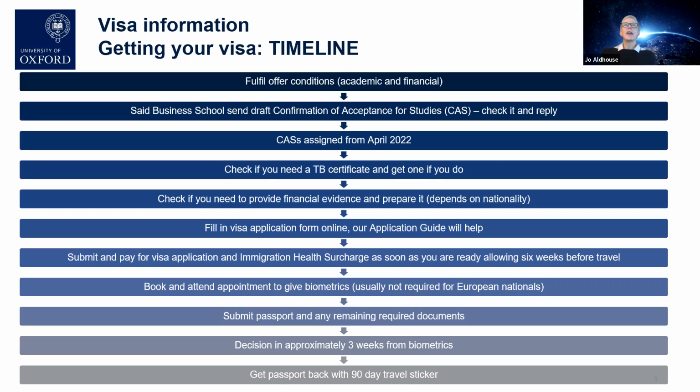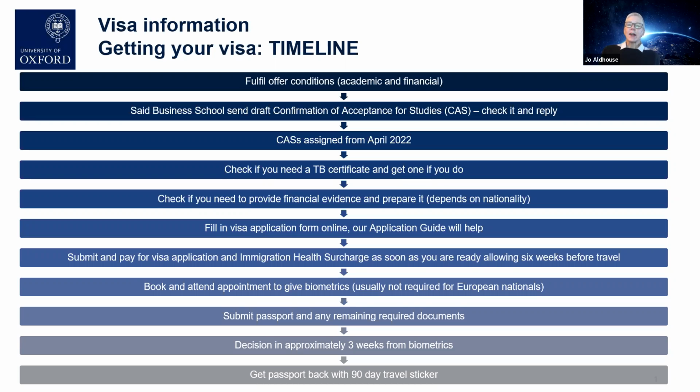So the first stage is that you need to fulfill your offer conditions for the business school for your MBA, and that's both academic and your financial conditions, because you can't apply for a visa in advance of having that unconditional offer. So that really is stage one as far as your visa application is concerned. Once you've got an unconditional offer, around about April next year, then Said Business School will start issuing the confirmations of acceptance for study, which we call CASs.